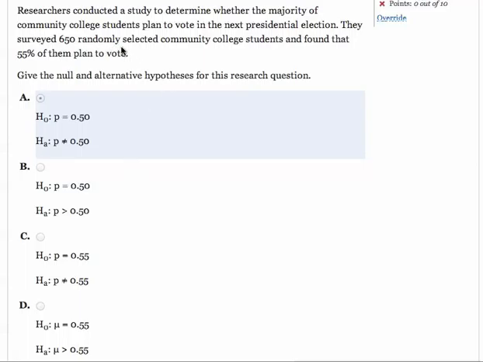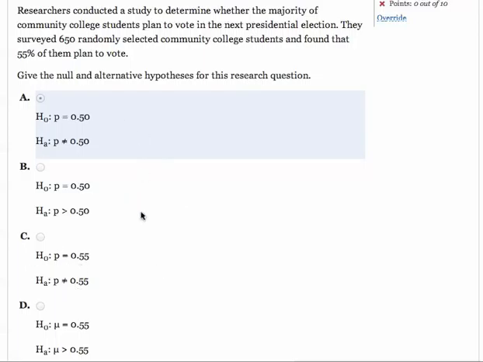And let's see what else. We found that 55% of the people in the survey plan to vote. So that's a statistic, and you wouldn't pick C, because C has the 55%, the 0.55, and that's not the p-value. That's not p as in population value. That's the p-hat value, so it's not answer C.